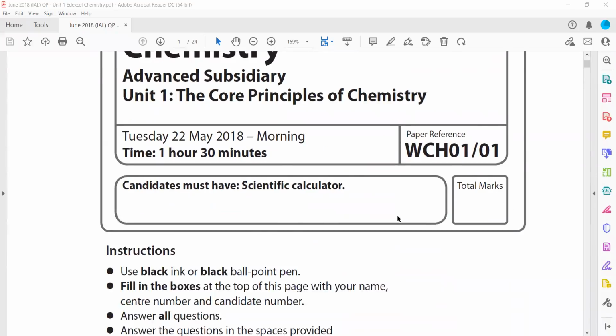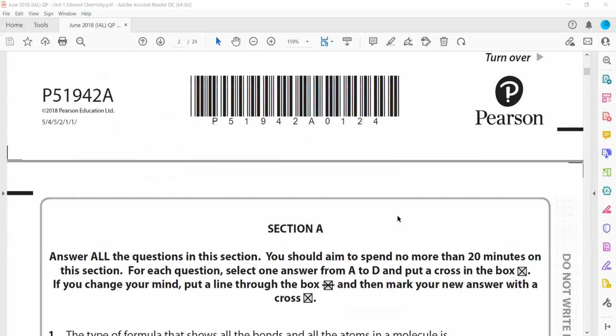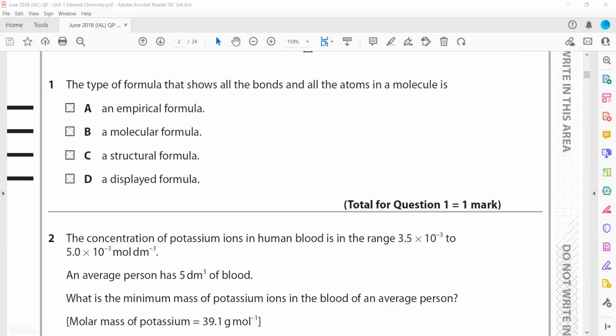So this is June 2018, Unit 1. In question 1, what type of formula shows all the bonds and all the atoms in a molecule? The formula which represents all the bonds and all the atoms in a molecule. Empirical shows the simplest ratio.